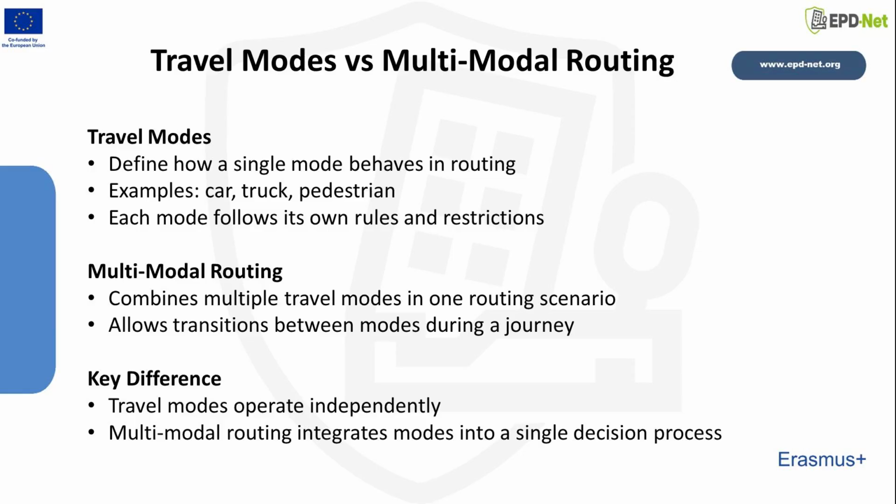Travel modes define how a single type of movement behaves within a routing system. Examples include car, truck, and pedestrian modes, each with its own routing rules, access permissions, and constraints. In traditional routing, a route is calculated using only one of these modes from start to finish. Multimodal routing goes a step further by combining multiple travel modes within a single routing scenario. Instead of selecting only one mode, the routing system allows transitions between different modes during a journey, such as switching from vehicle travel to pedestrian movement.